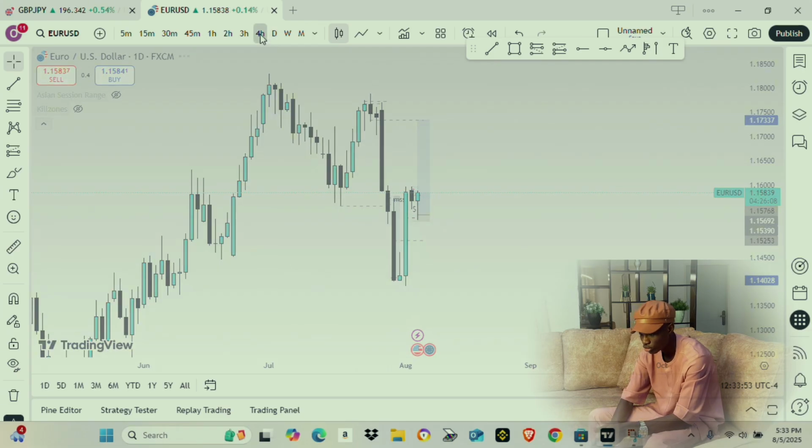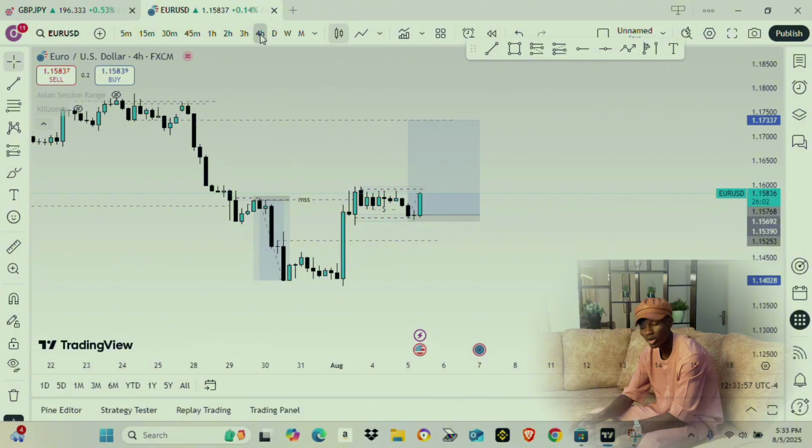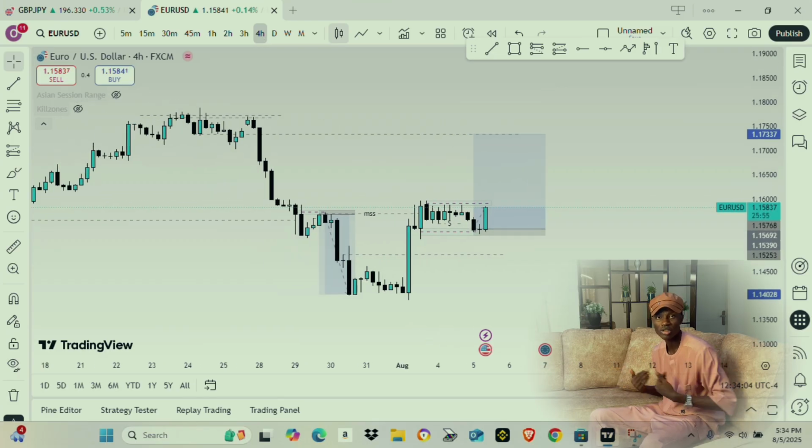So I confirmed this structure shift on the 4 hours time frame, and after confirming the structure shift on the 4 hours time frame, the best thing for me to do is to go down to the lower time frames, because the higher time frame is already telling me what to do.